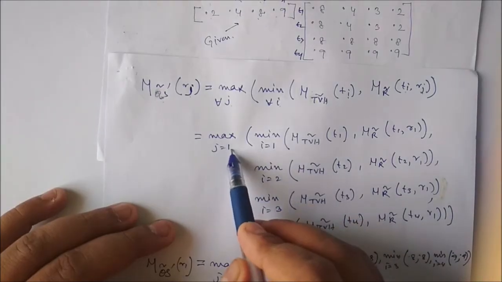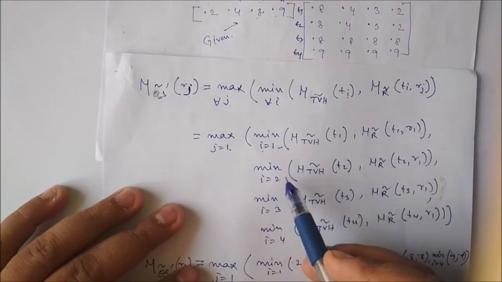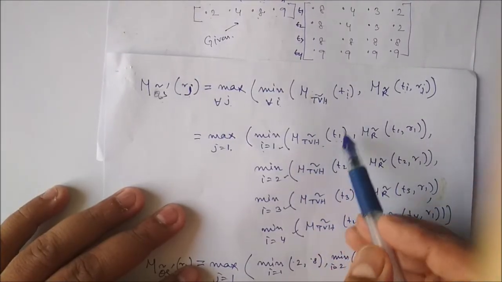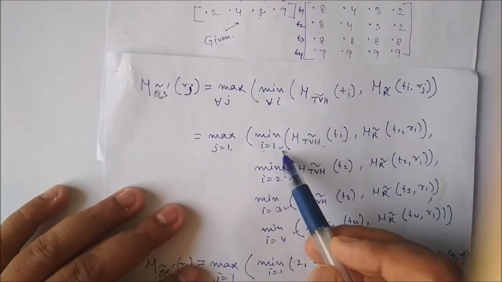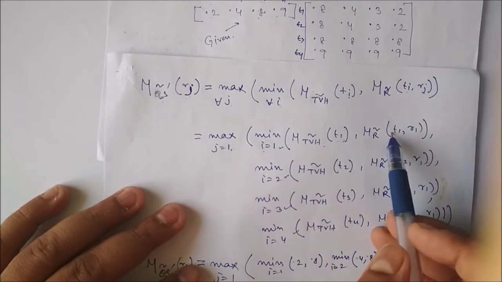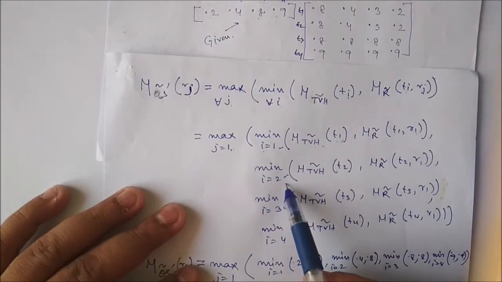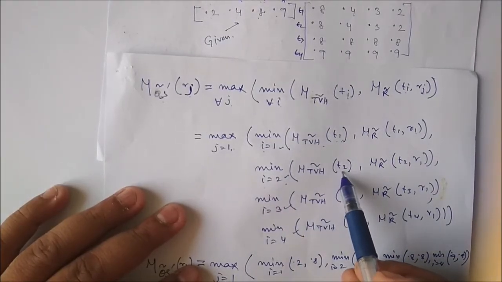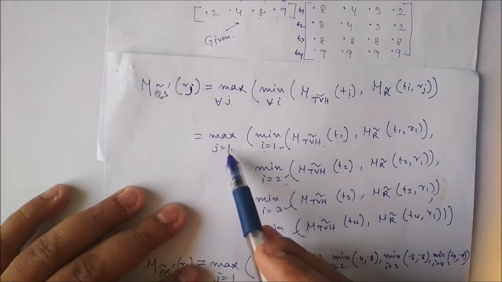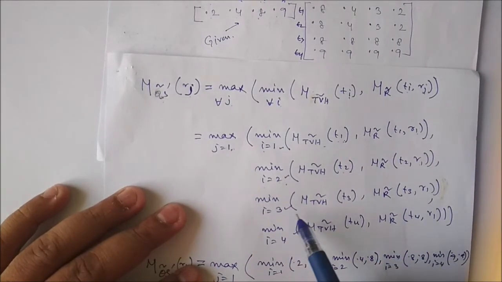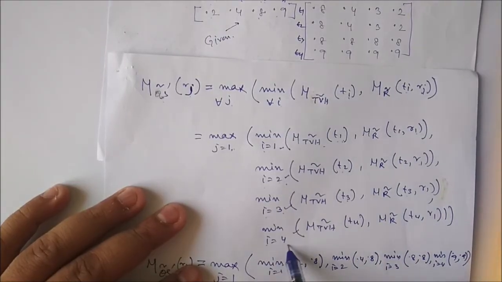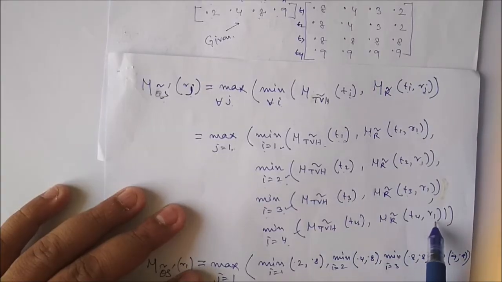So if j is equal to 1, then i will be 1, 2, 3 and 4. So TVH is what? T1, because i is equal to 1, and Ti Rj, that is T1 R1, because j is equal to 1. Similarly, if i is equal to 2, then T2 and T2 R1. If i is equal to 3, T3 and T3 R1. If i is equal to 4, then it will be T4 and T4 R1.